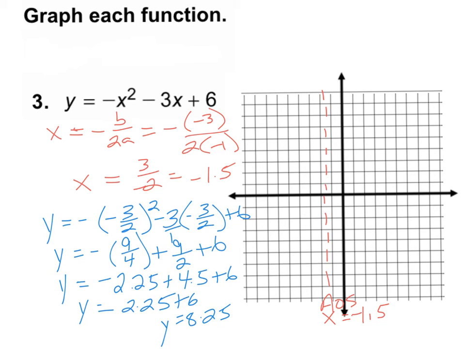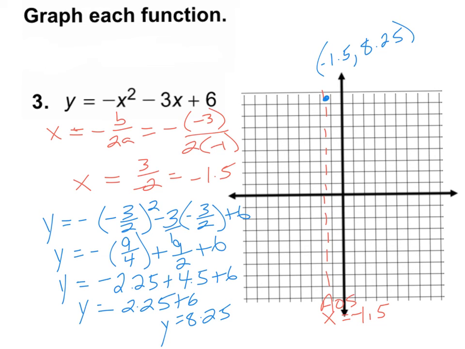So now we're going to plot that point, which is (negative 1.5, 8.25), which is right about there. As long as you put the label next to it, so (negative 1.5, 8.25), as long as you label it, that's fine.